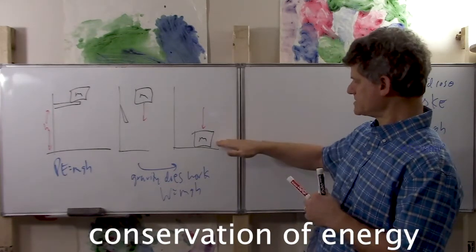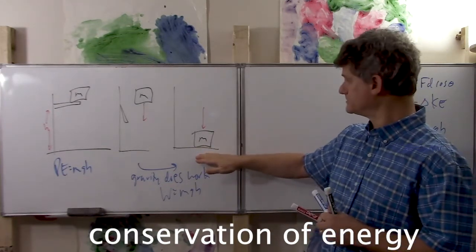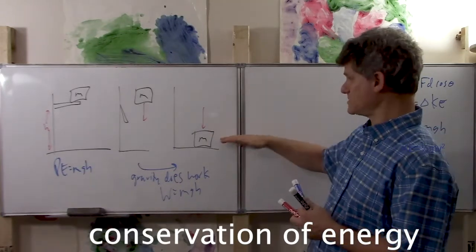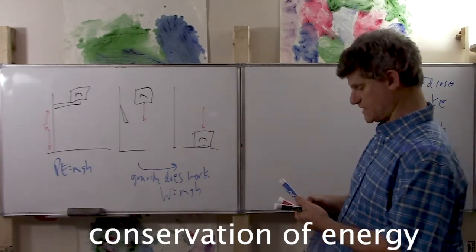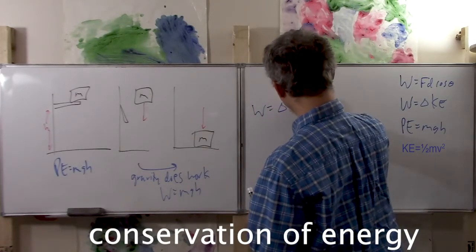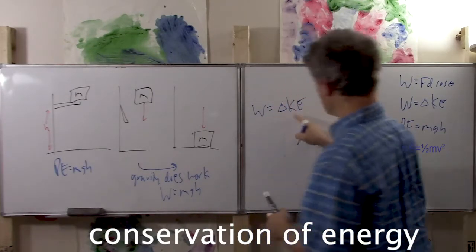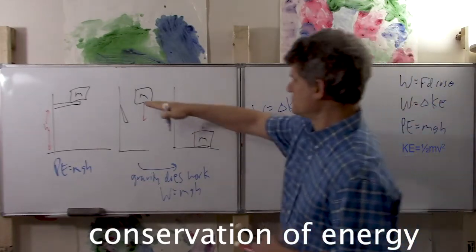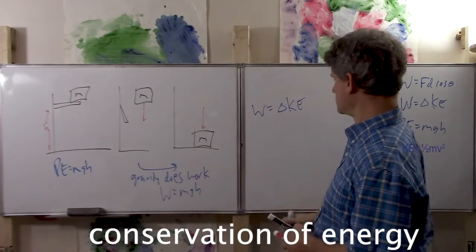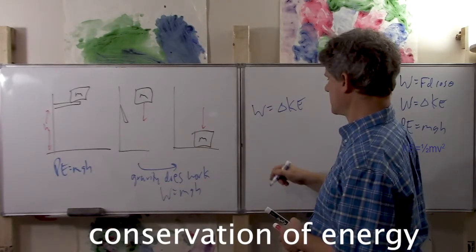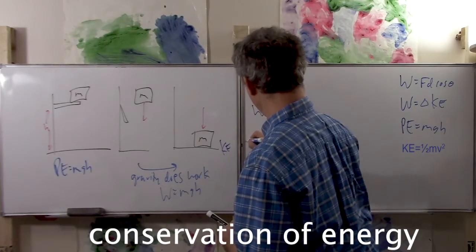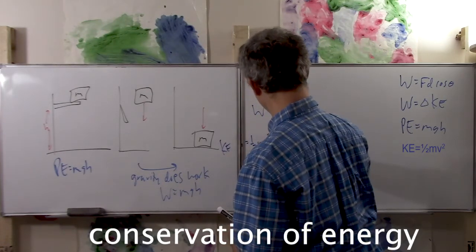When it gets to the bottom, just before it hits the ground, it's going to have a certain amount of kinetic energy because it's moving very fast. How much is that equal to? From the work energy theorem, work changes kinetic energy. So when it goes from the top to the bottom, it changes the kinetic energy by this amount. So it has kinetic energy at the bottom equal to 1/2 mv squared.